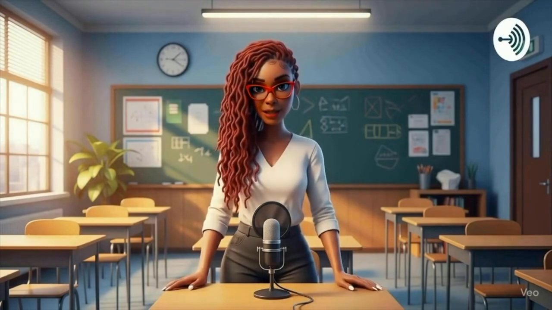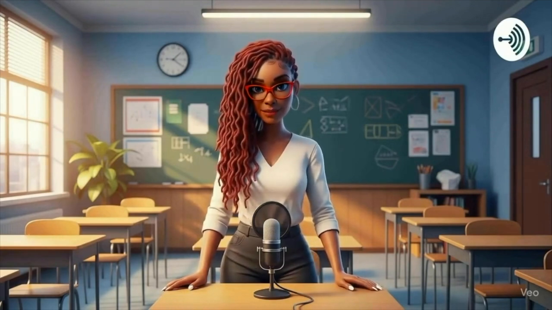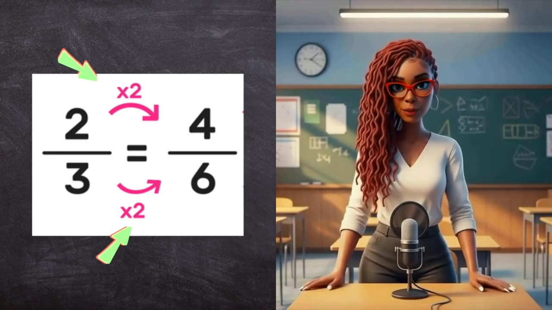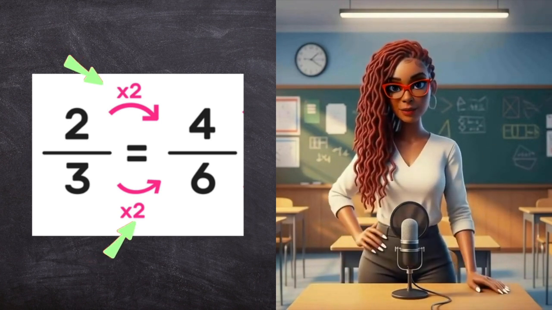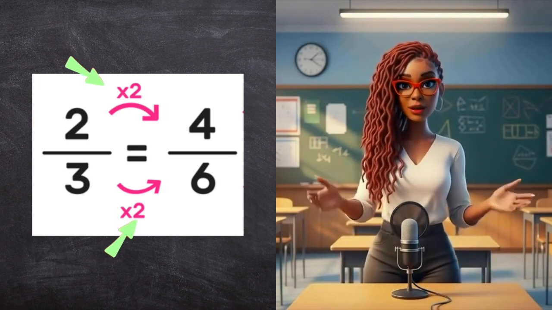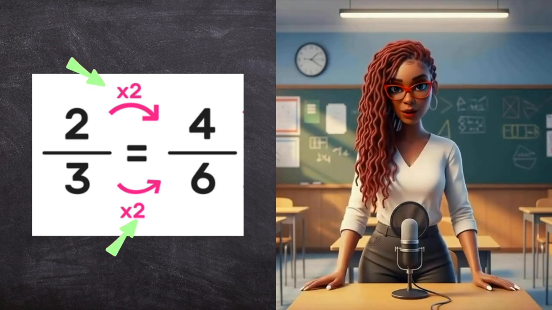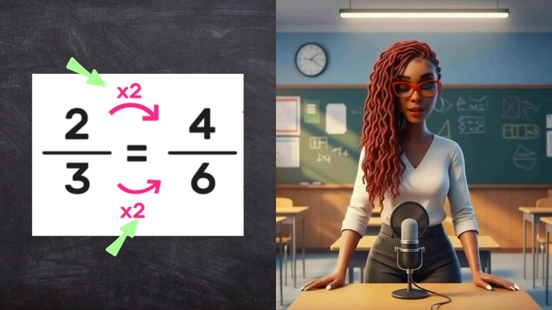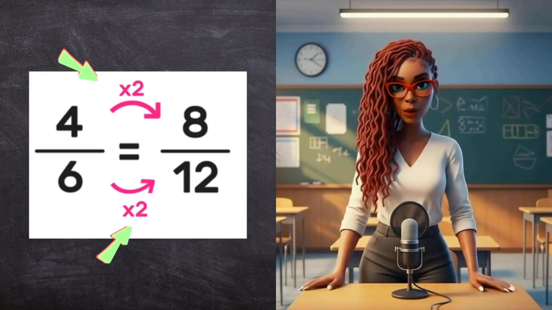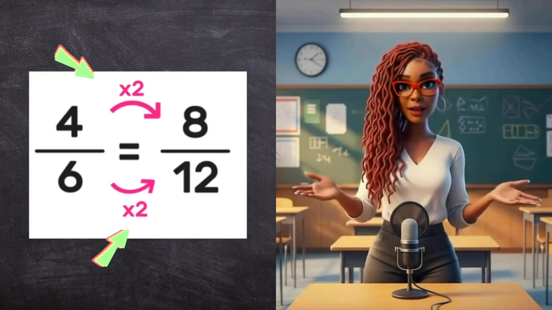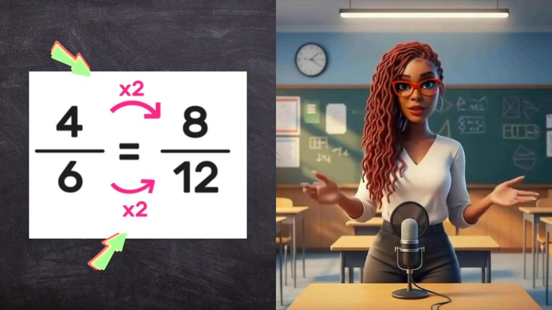Let's start with this example, 2/3. That's 2 over 3. Now we're going to multiply both the top, the numerator, and the bottom, the denominator, by 2. 2 times 2 is 4, and 3 times 2 is 6. So we get 4/6. Let's do it one more time. Multiply both 4 and 6 by 2 again. Now we get 8 over 12, or 8/12.